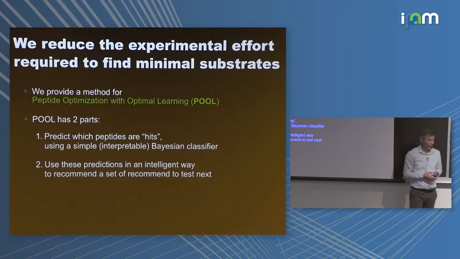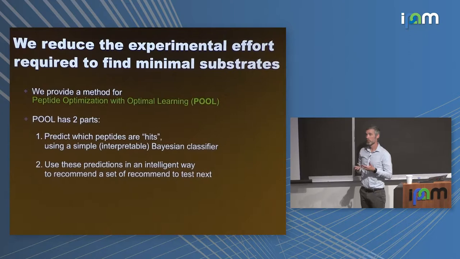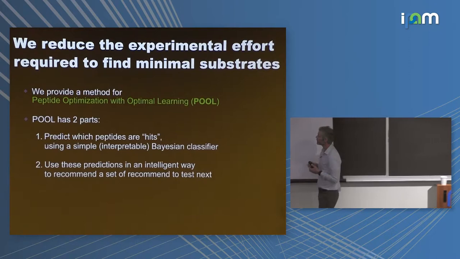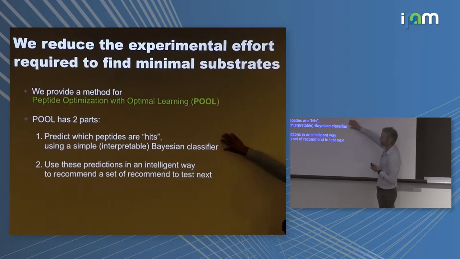So we're going to divide. We're going to take a Bayesian optimization approach. We're going to divide this problem into two steps. First, I'm going to build a supervised learning model. It's going to be a Bayesian classifier, and it's going to be really simple, almost embarrassingly simple, but also interpretable. And then I'm going to use these predictions in an intelligent way to make recommendations about what experiment to run next.